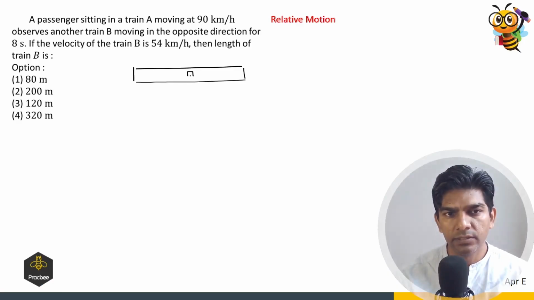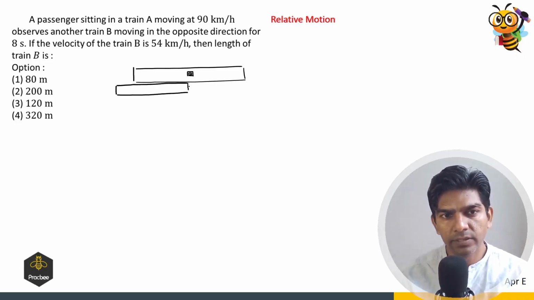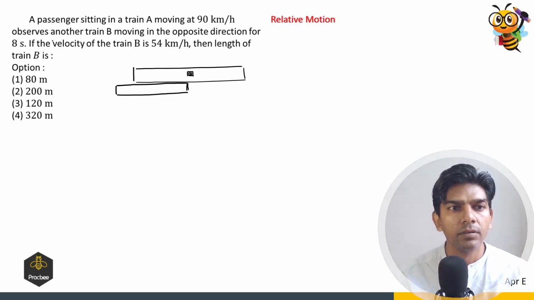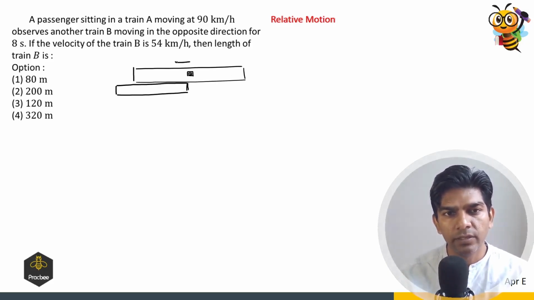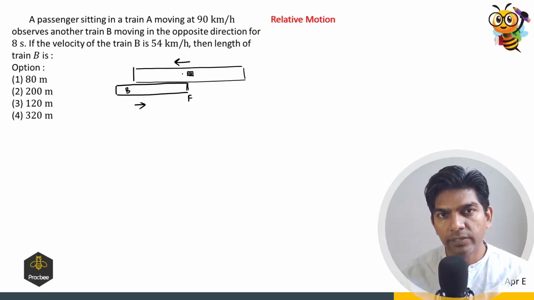Let us say this is the window from where the passenger is looking at train B. So this is the observer. They are moving in the opposite direction, right? So train A is going in the left direction, train B is going in the right direction. When the front of train B is aligned with the window, the passenger will start watching train B.